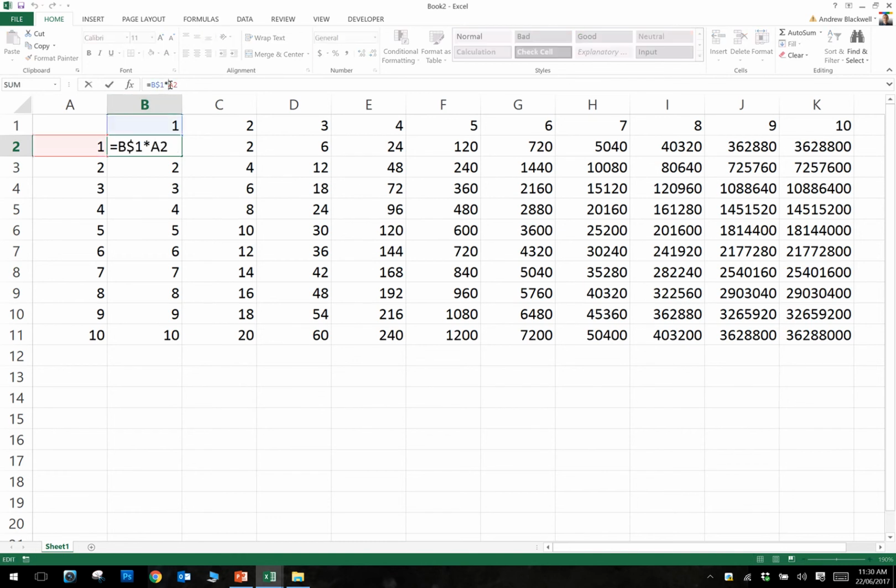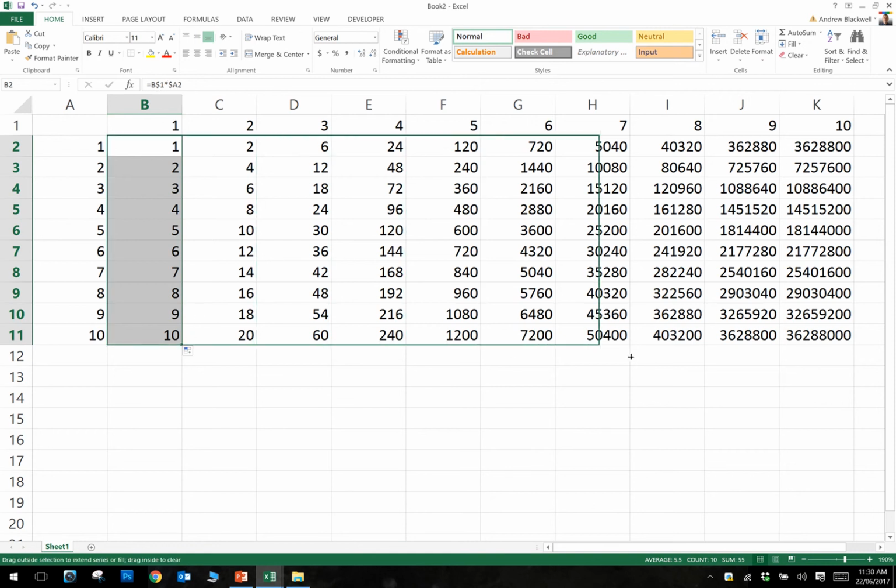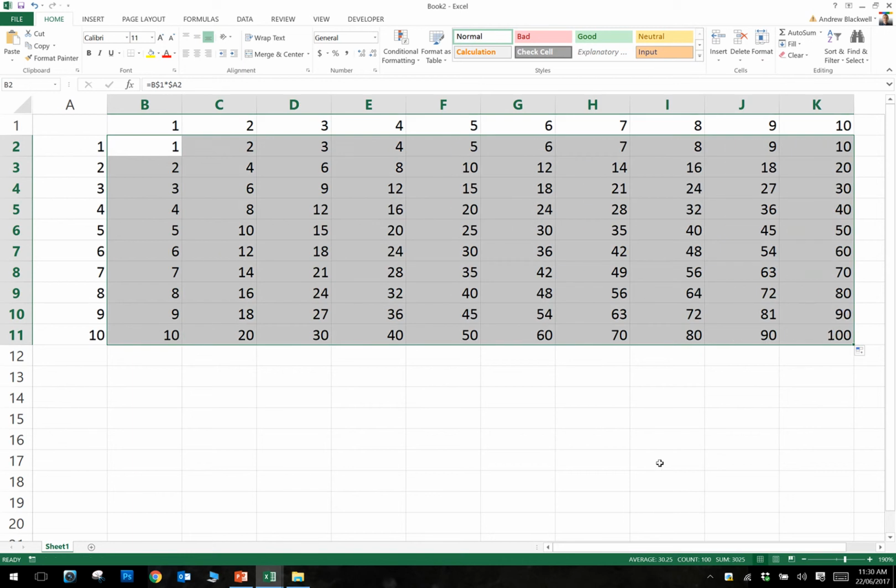So our formula, if we want to stop the A from moving when we go across, we press enter there. Now, when we drag this down, we've changed that formula again. So it's $1 multiplied by $A2. And if we drag that across there, then we can do the formula correct.